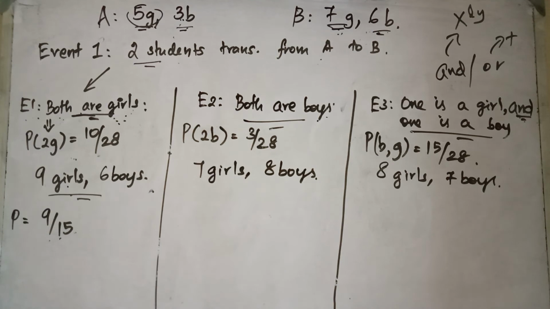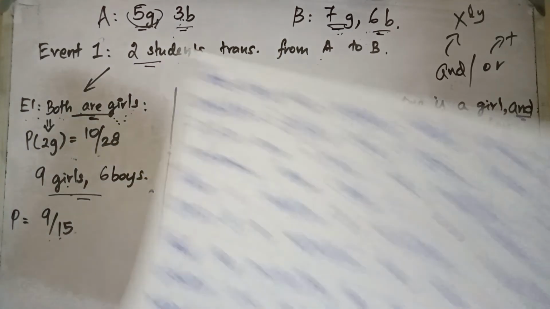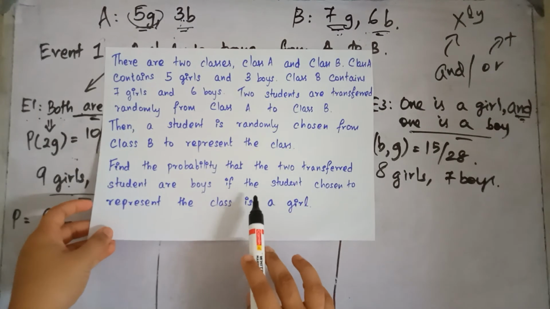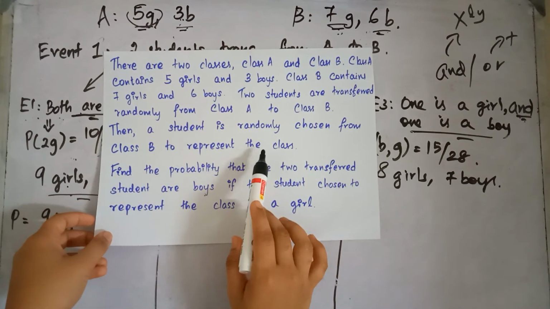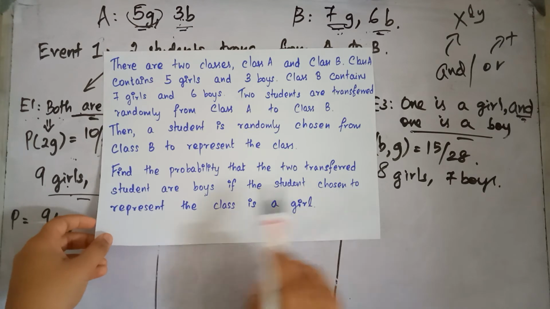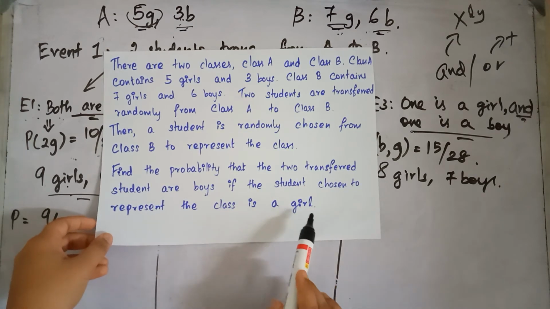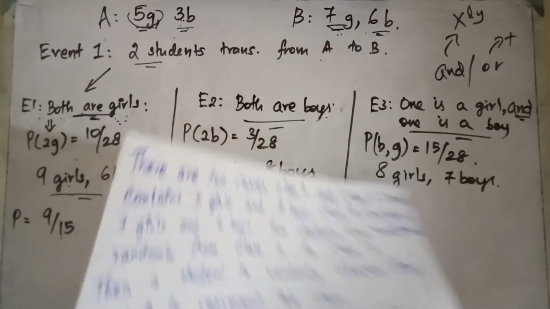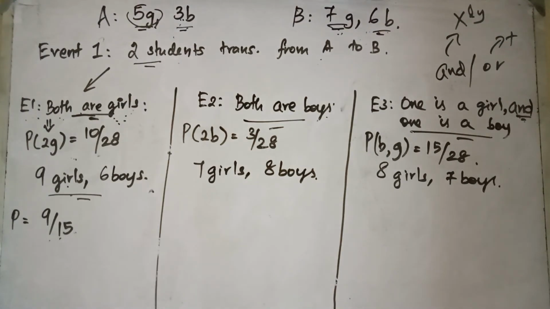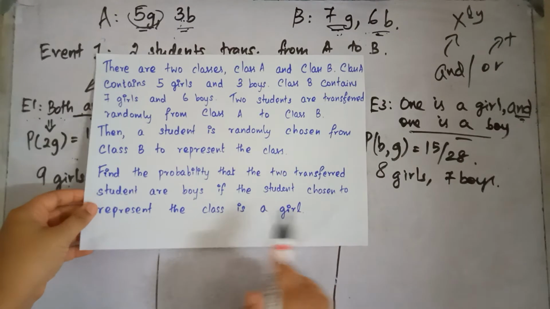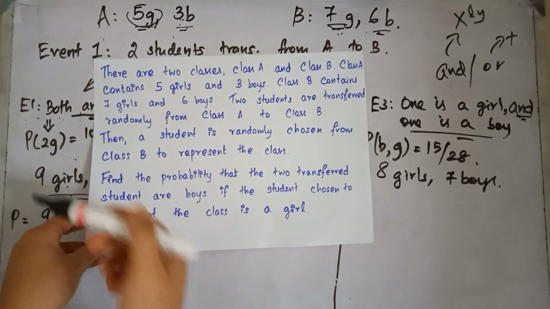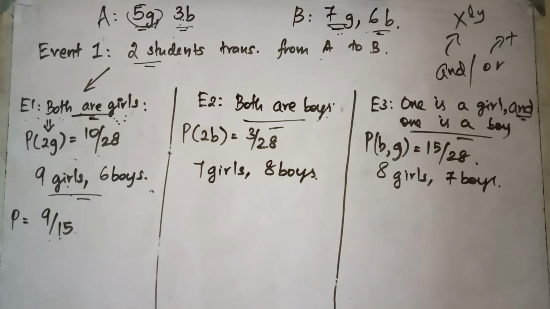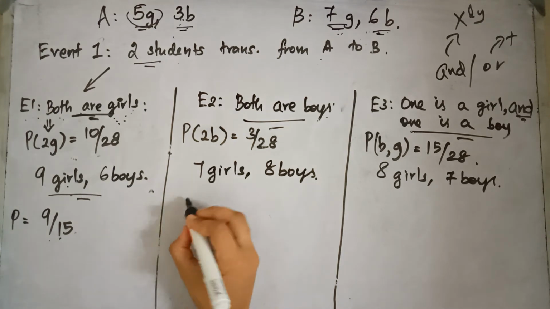Why are we finding the probability of choosing a girl? Because the question states so. A student is randomly chosen from class B to represent the class. The student who is chosen to represent the class is a girl. Right? This is actually a condition that the question gives. This is a condition that we have to fulfill. So we cannot look for boys. It has to be a girl. Using that condition, we have to find the probability.